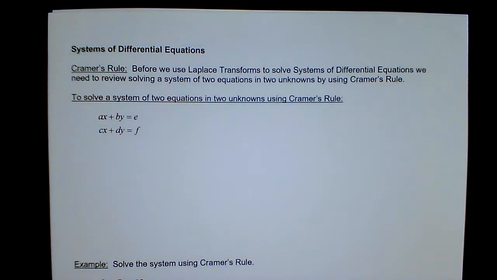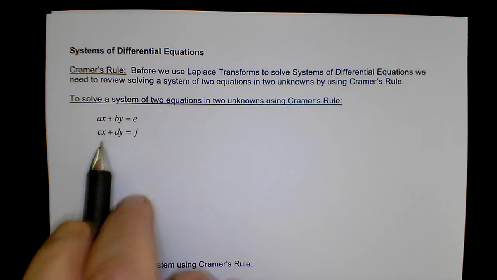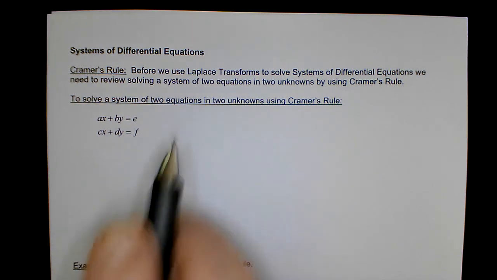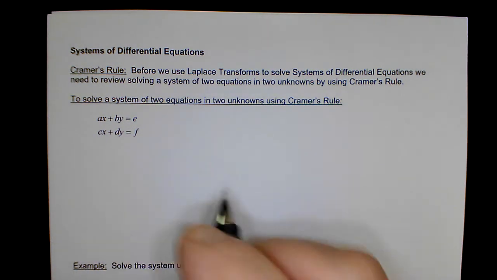Hello everyone. We're going to look at solving a system of differential equations using Laplace transforms. But before we do, we have to review Cramer's rule for solving a system of two equations in two unknowns. So here's a general system where A, B, C, D, E, F are assumed to be constants.